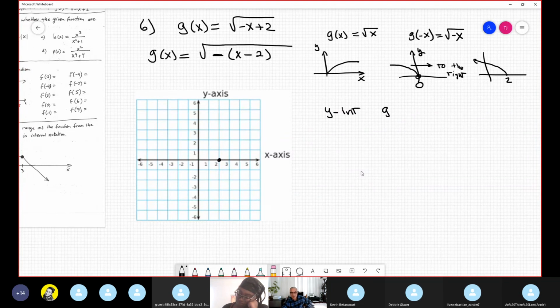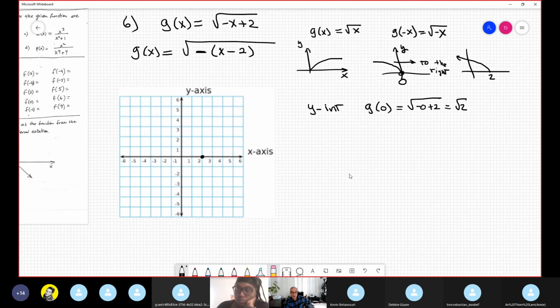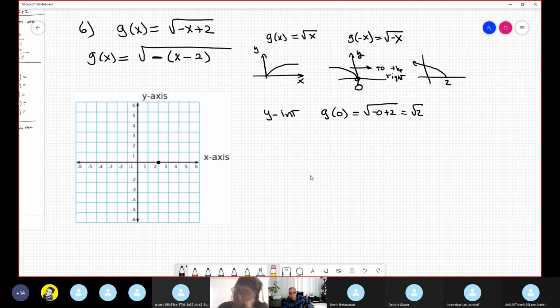Remember the formula, it's g of 0, evaluate at 0. So g of 0 is square root of minus 0 plus 2. 0 has no sign, 0 is 0, it's radical 2. And radical 2, when you put it in the calculator, because radical 2 is an irrational number, is approximately 1.41. So 1.41 represents the point here. It's our y-intercept. Well, okay. So my graph is like that, I suppose.